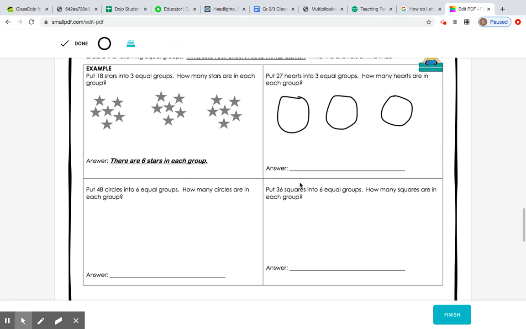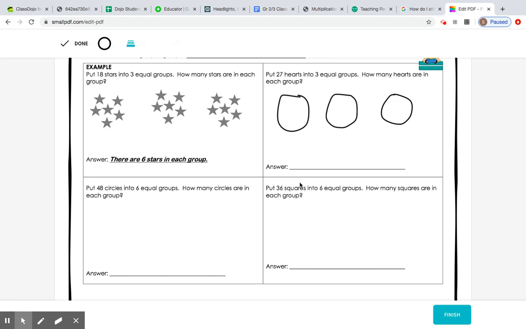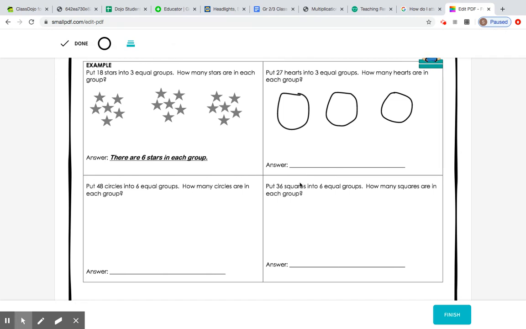All right, my friends, if you need help, please don't hesitate to ask me or an adult, and we're more than willing to help you out. Okay, good luck this week with your multiplication and have so much fun.